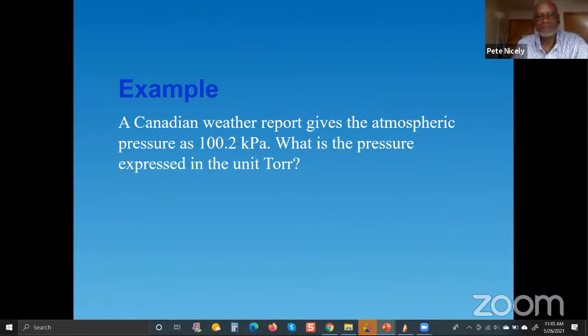Okay, so simple example. You're given the pressure in kilopascals, and you're asked to determine the pressure expressed in torr. So remember that the relationship between the torr and the kilopascal unit is that 760 torr is equal to 101.325 kilopascals.